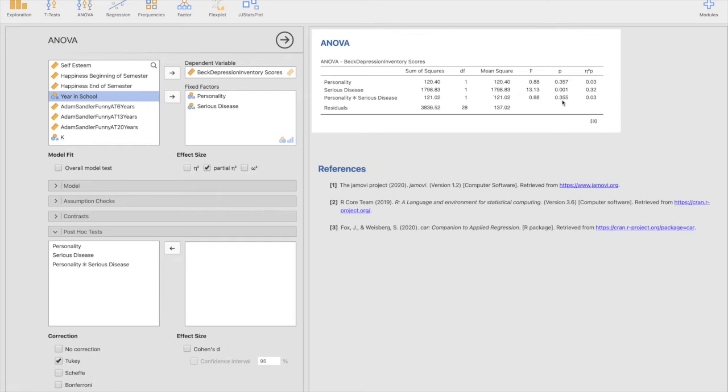The interaction was non-significant. Okay, so what that means is nothing special happens when you put personality and disease seriousness together in predicting Beck Depression Inventory scores.